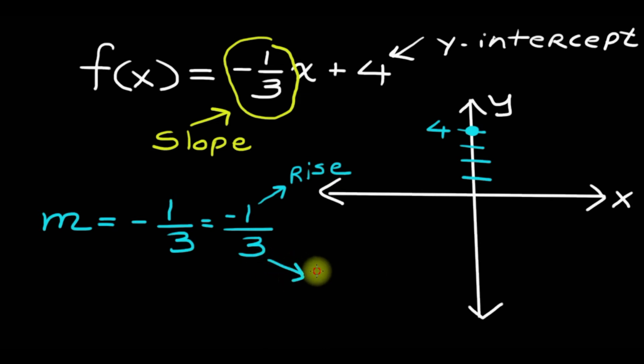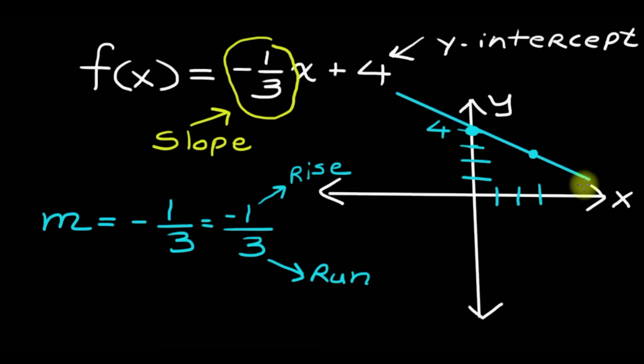And then this is your run. Okay, so we're going to go right 3. Down 1, 3 to the right from the point on the y-axis. So here we are. So we're going to go down 1. Here's 1, right? Down 1. And we're going to go 3 to the right. 1, 2, 3. So down 1, 3 to the right. So we're over here now. Okay, so we have enough points to make this line.